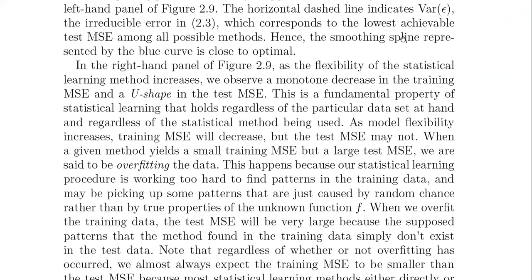The horizontal dashed line indicates var epsilon, so the variability within the random variable that describes the error term. Yesterday we took 0.75, which corresponds to the lowest achievable test mean square error among all possible methods. So this is as low as we can.